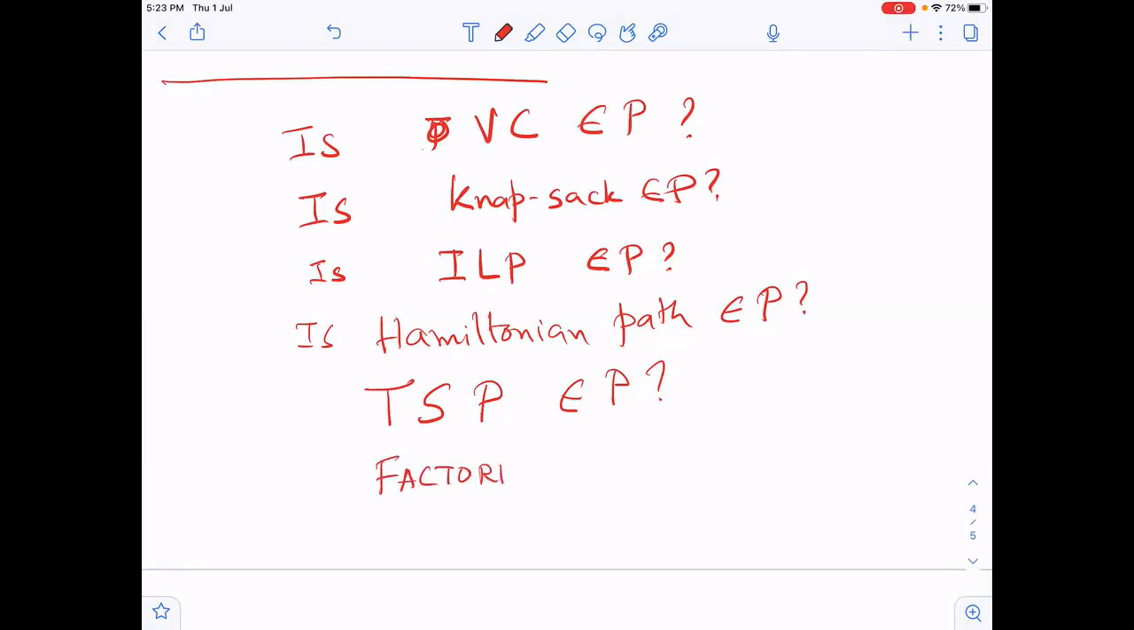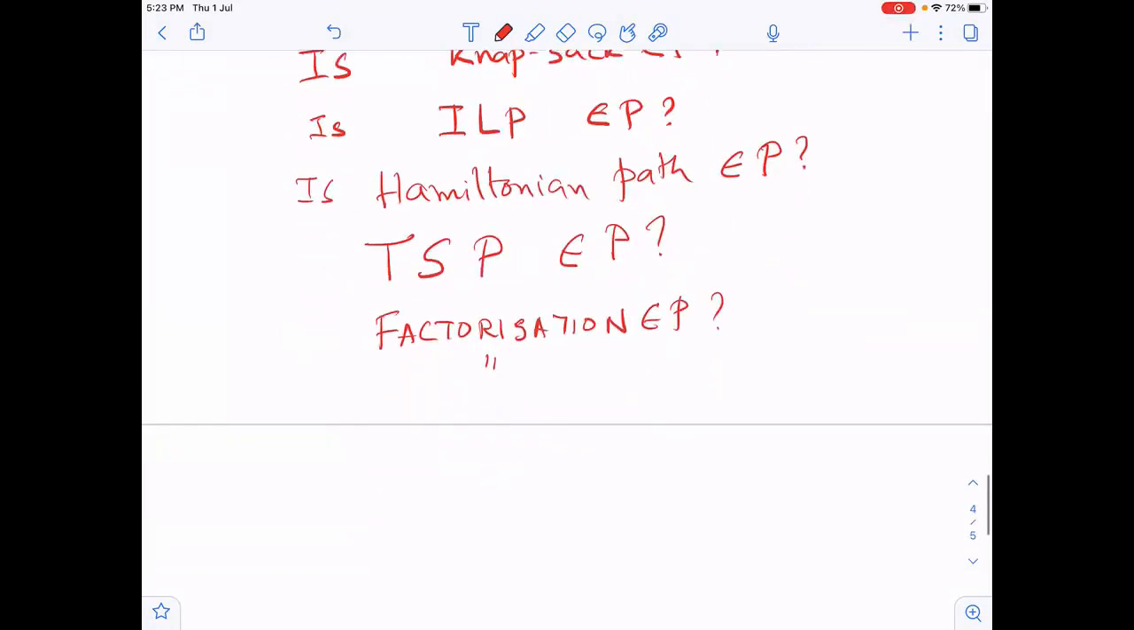Particularly people coming from cryptography must have heard this one. So I'll give you an integer. What is factorization? I will give you integers n and k, and the ask is: does there exist a number m which is less than or equal to k and m divides n? Okay, so not equal to 1. So this is the factorization problem.